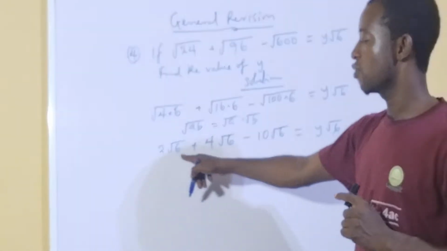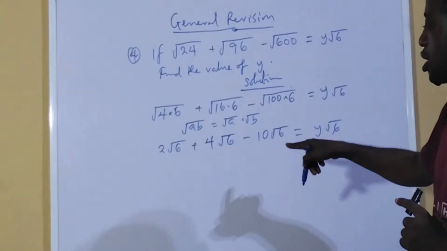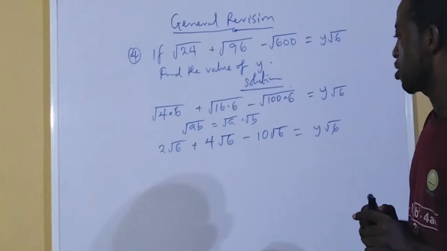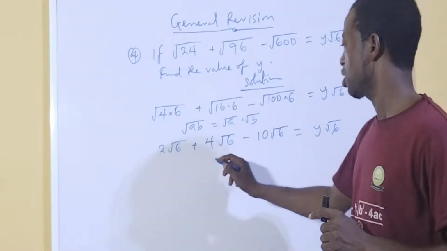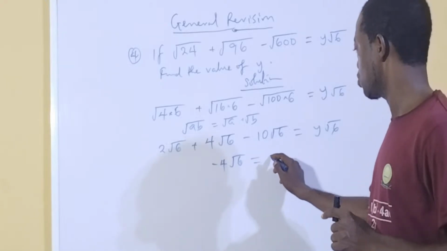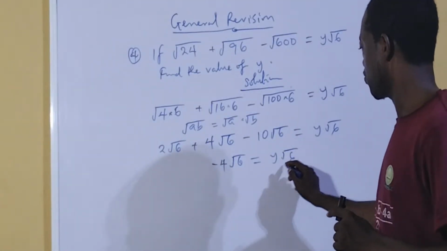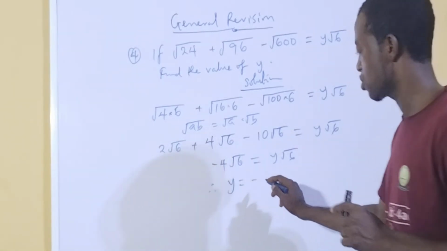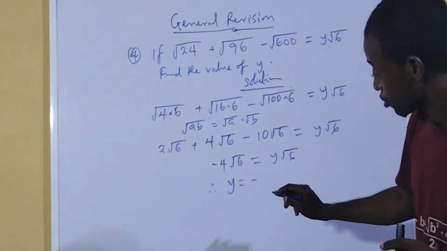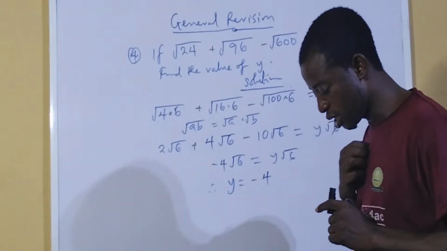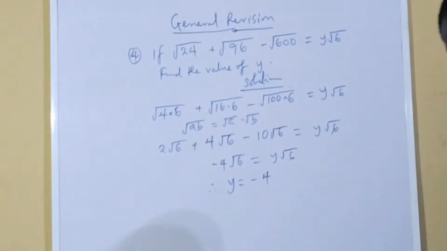So the coefficient of root 6 here will give us y. Then we can add it. 2 plus 4, that's 6, then minus 10, that will become minus 4 root 6 equals to y root 6. And therefore, we conclude that y is equals to minus 4. So that is that for that. Now let's consider the next question here.